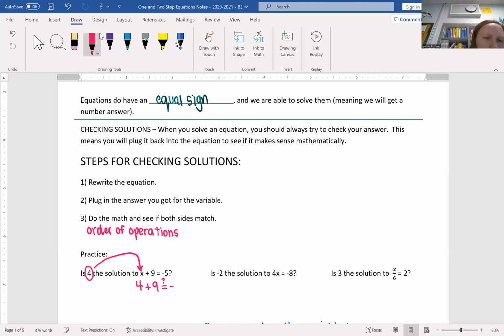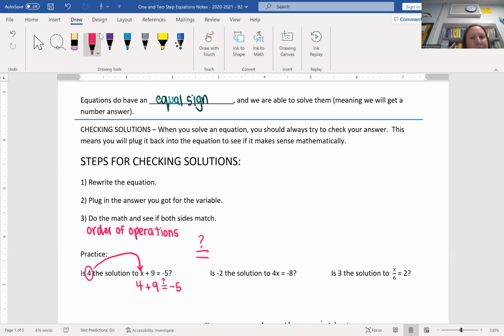Does that equal -5? Now I know that looks weird, because I just put a question mark on top of an equal sign. It's a little bit small, but essentially I did this. And the reason we do that is because we're checking. We don't actually know if that's the answer. We don't want to write bad math. So that's why we put that question mark. It's almost as if we're asking a question: does 4 plus 9 equal -5?